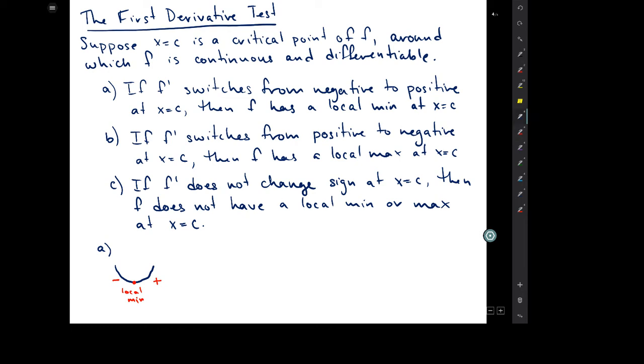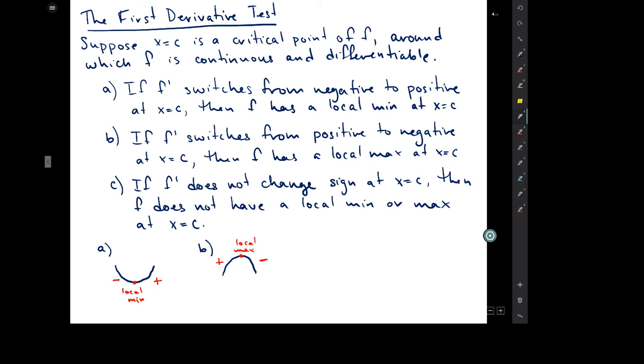In B, if f prime switches from positive to negative, then f has a local maximum. So in B, my derivative switches from positive to negative, and at that point I have a local max. This is what this looks like. My graph goes from increasing with a positive first derivative to decreasing with a negative first derivative.